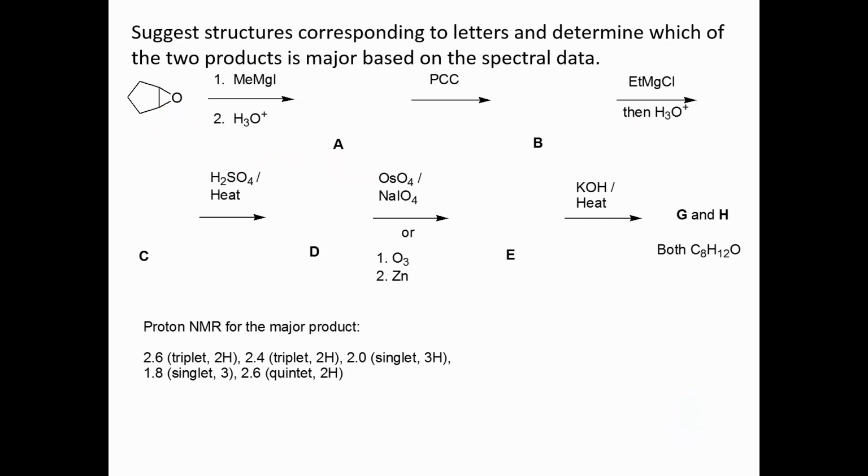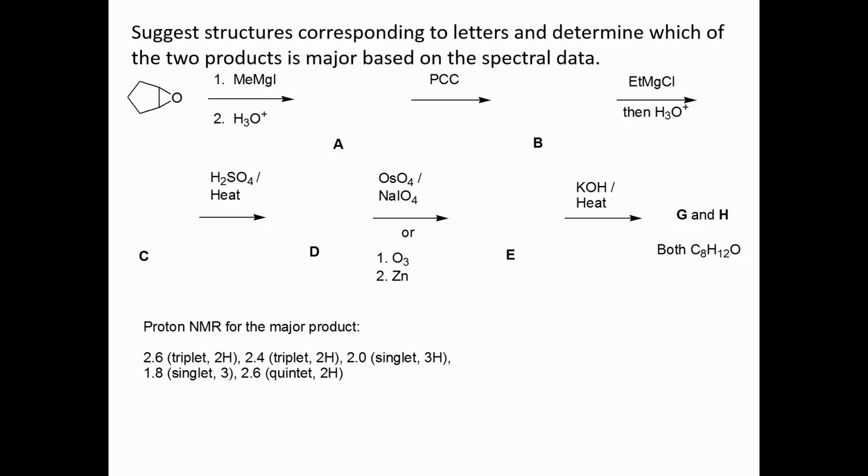This last problem is a roadmap problem with a spectroscopy question at the end. So identify A, B, C, D, E. Well, gee, what happened to the letter F? G and H. Sorry, I left out the letter F here.